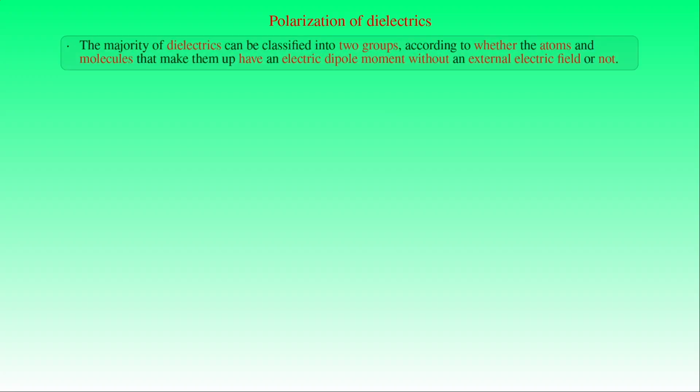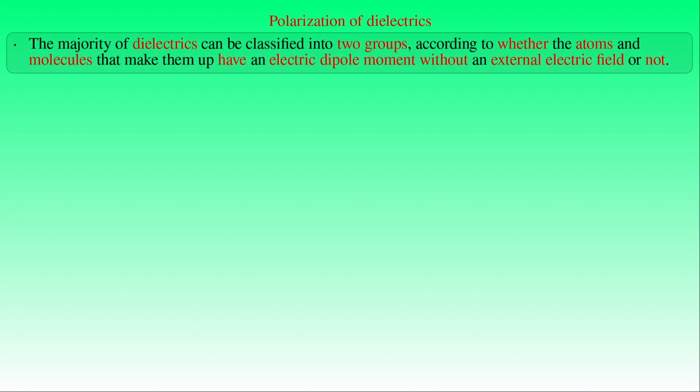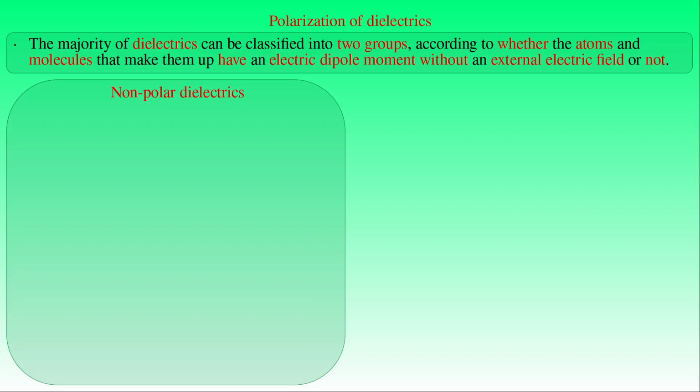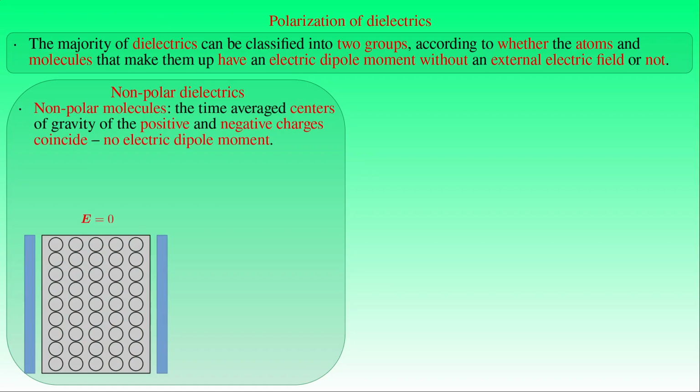These results tell us that the majority of dielectrics can be classified into two different groups, according to whether the atoms and molecules that make them up have an electric dipole moment or not without an external electric field. Some of the dielectrics are called nonpolar dielectrics since they consist of nonpolar molecules in which the time-averaged centers of gravity of the positive and negative charges coincide without an external electric field, that is, these type of insulating materials do not have an electric dipole moment.